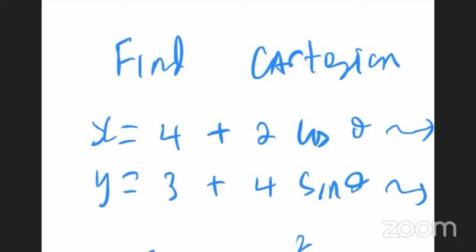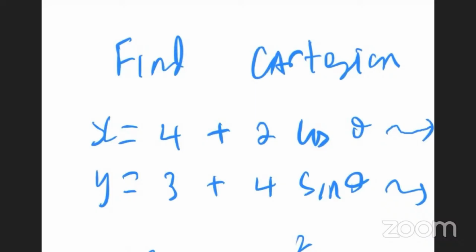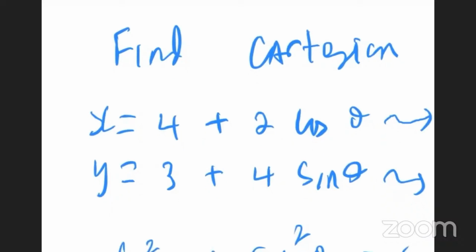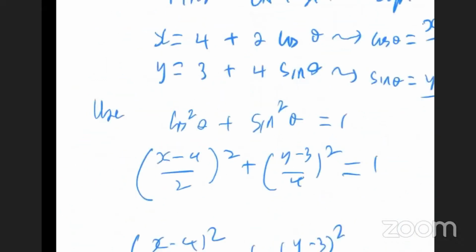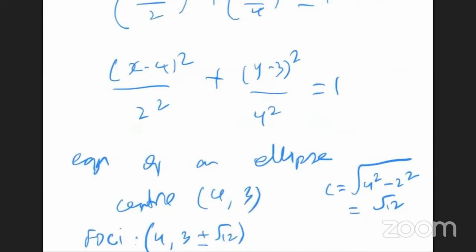We'll sketch it, let's work it out. Right, so cosine theta is equal to x minus 4 over 2, and sine theta is y minus 3 over 4. Right, when you square it, you'll get something looking like this, and you get an equation like this. And that's it. You write down the center and write down the foci. Okay, so your center, you find C, and you tell them what the foci is, right? Don't leave out the foci, please.